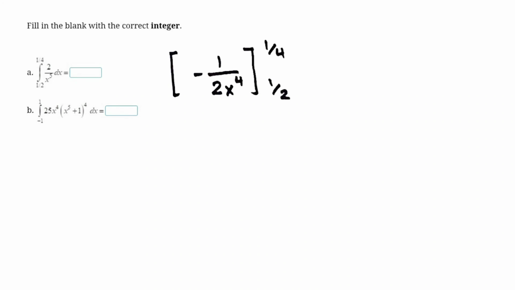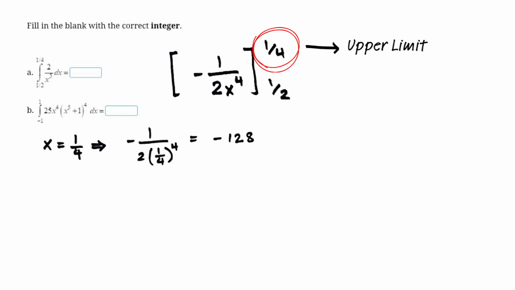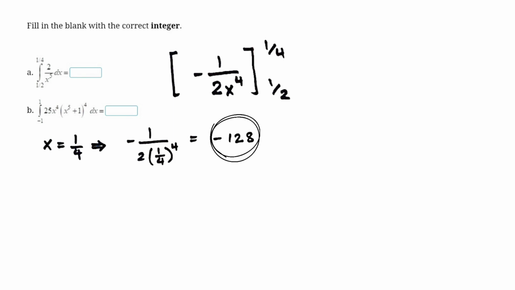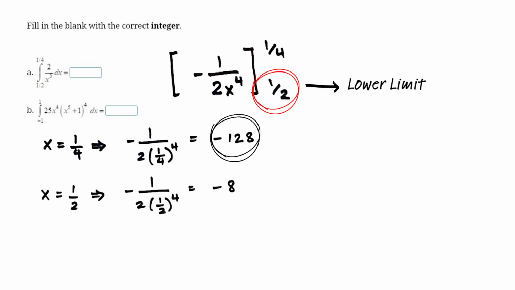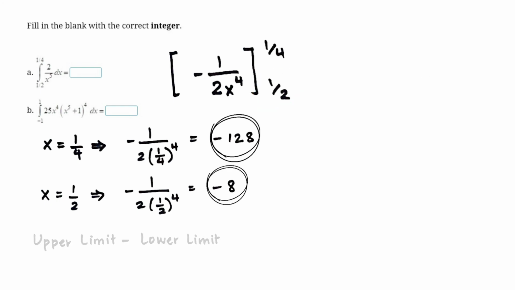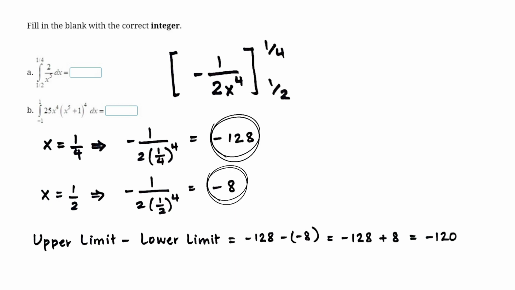Let's evaluate the limits by substituting our upper and lower bounds. We will start with the upper limit. When x equals 1 over 4, we get negative 128. Next, we substitute the lower limit. When x equals 1 over 2, we get negative 8. Finally, subtract the lower limit from the upper limit. Negative 128 minus negative 8 equals negative 120.